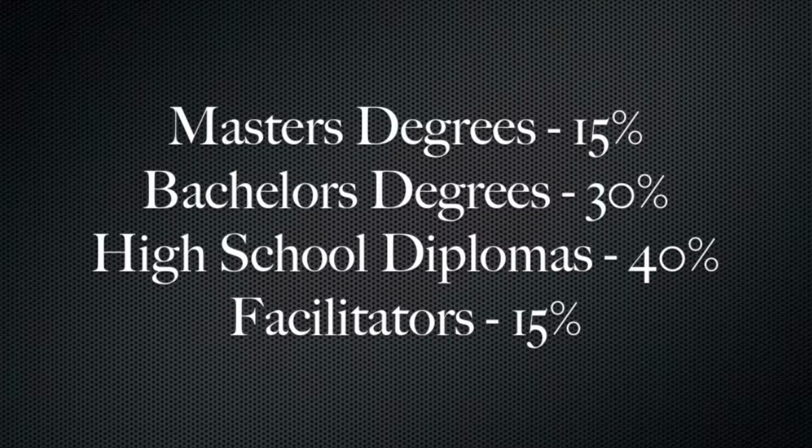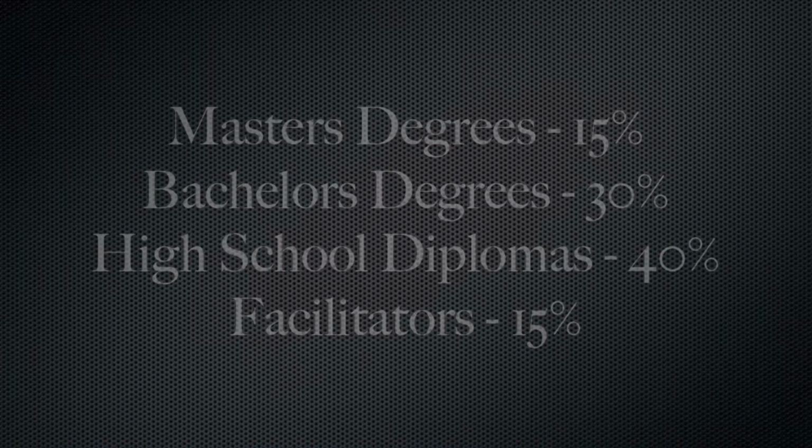First, divide the class into groups: master's degrees, bachelor's degrees, high school diplomas, and facilitators. The master's degrees should make up 15% of the class, so in a class of 20 students, 3 students would be in this group. The bachelor's degrees should make up 30% of the class, 6 students in a class of 20. The high school diploma should make up 40% of the class, 8 students, and the facilitators should make up 15% of the class, 3 students.